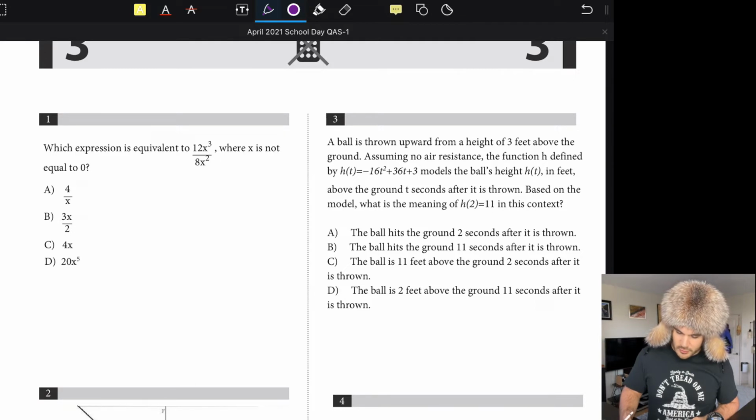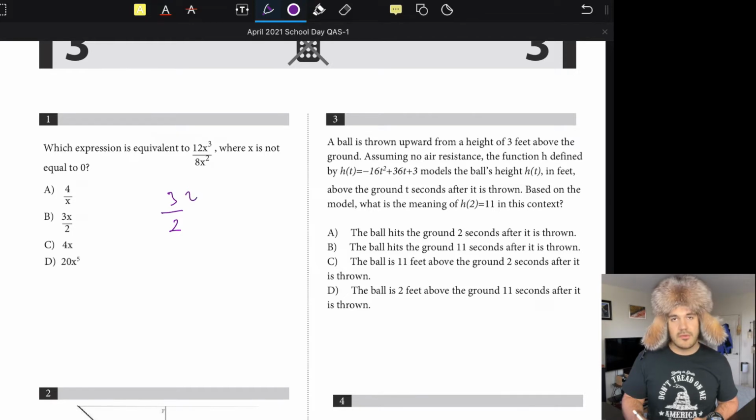Which expression is equivalent to 12x to the third where x is not equal to 0? Just simplify it down. 12 over 8 gives us 3 over 2. And then x to the third over x squared gives us x. So the answer is simply 3x over 2b.